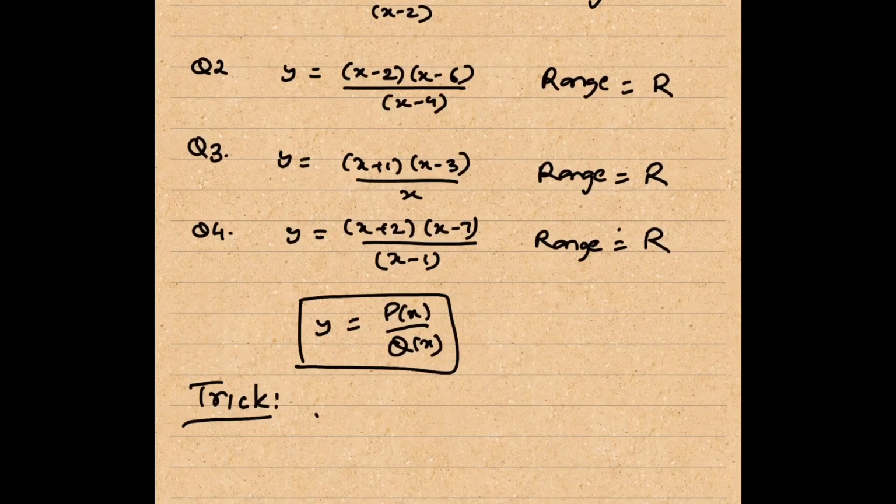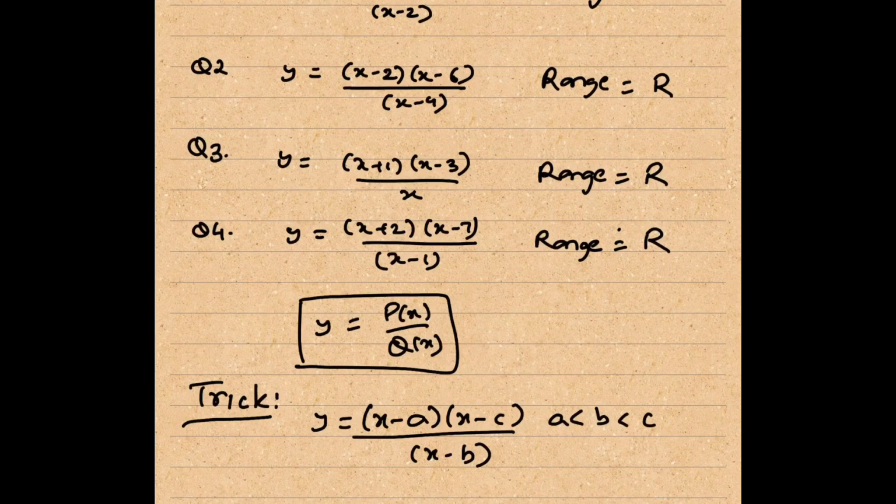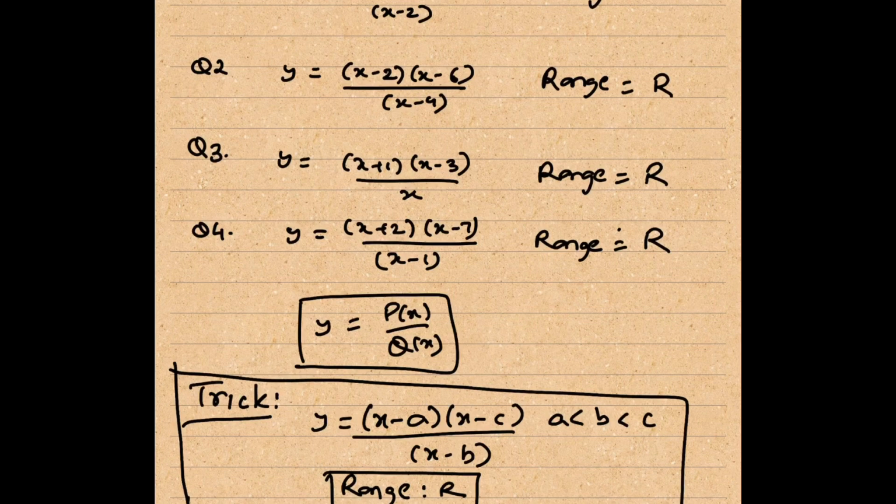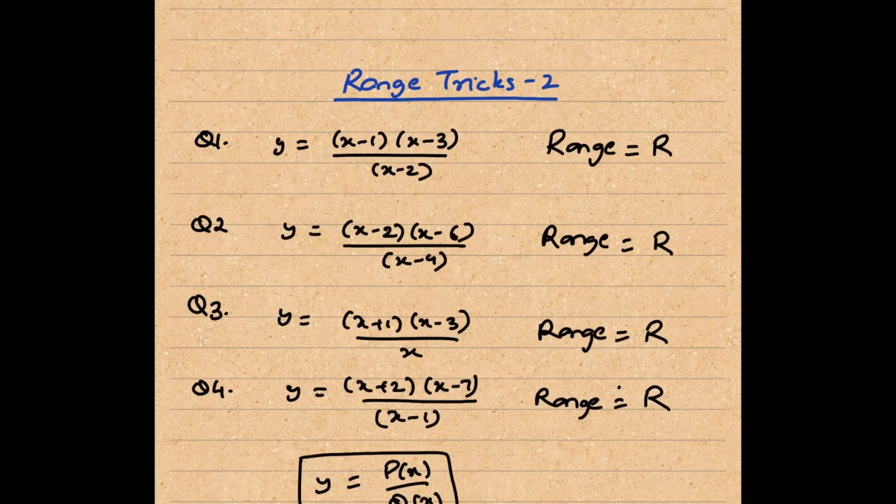Let's see. So the trick is, whenever the function is of the type (x minus a)(x minus c) upon (x minus b), where b lies between a and c, then the range of the function will always be R. So this is the trick that we have applied here. Let's look at the first example again. If you notice here, in the first function a is equal to 1, b is equal to 2, and c is equal to 3. Since b lies between a and c, therefore the range should be R.